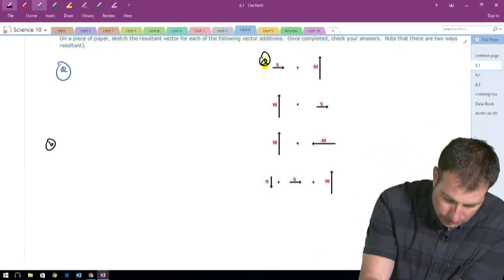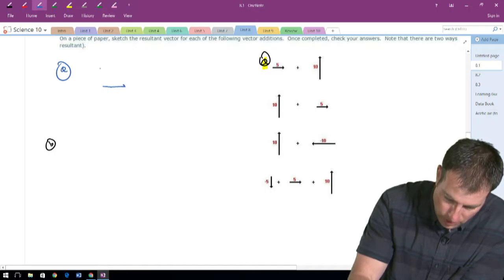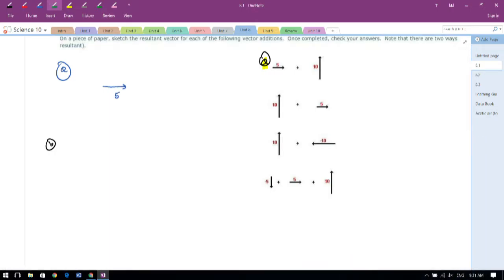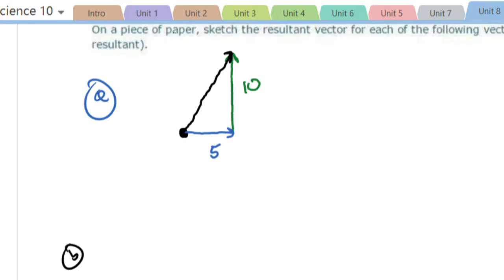So we start with our 5. Our 5 was going that way. That's 5. And then we have another vector. I will start it tip to tail, and this one has a length of 10. Unlike a number line, we can deal with things in multiple dimensions. Now our resultant is that black line. It's going to go from where I started, the beginning of the blue arrow, to the end of the green arrow. In this example, we end up with a right angle, and we can use the Pythagorean theorem to solve for the length of this arrow.